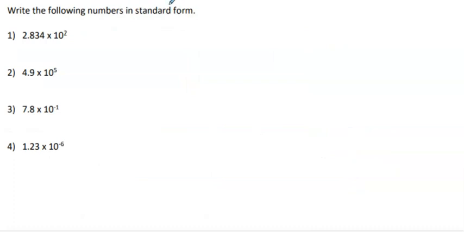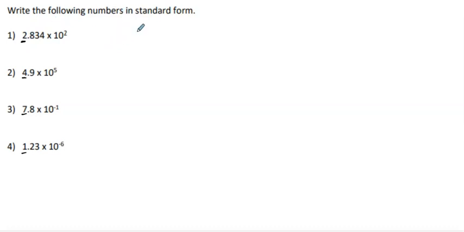So here are some problems in scientific notation, and I'm asking you to write them in standard form. The first thing I want you to notice is that every one of these numbers has a single digit in the ones place and then a decimal. So 2 point something, 4 point something, 7 point something. That's always scientific notation. You're not going to see double digits in scientific notation. That would be incorrect. Everything is in the ones place.